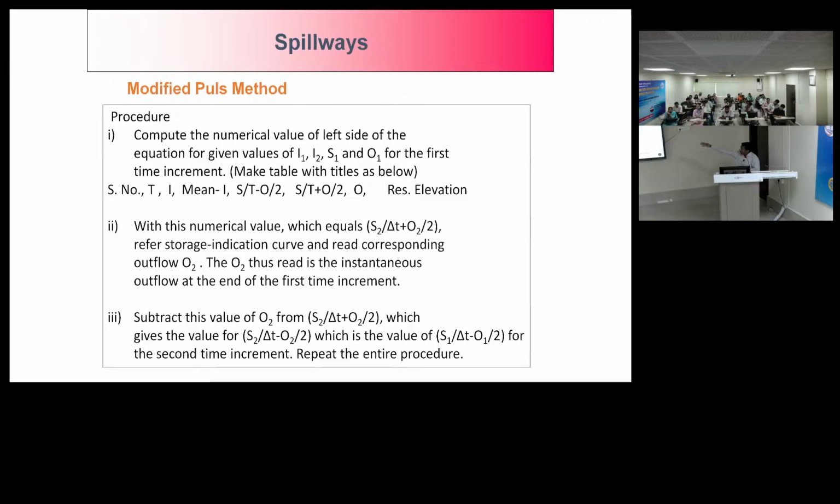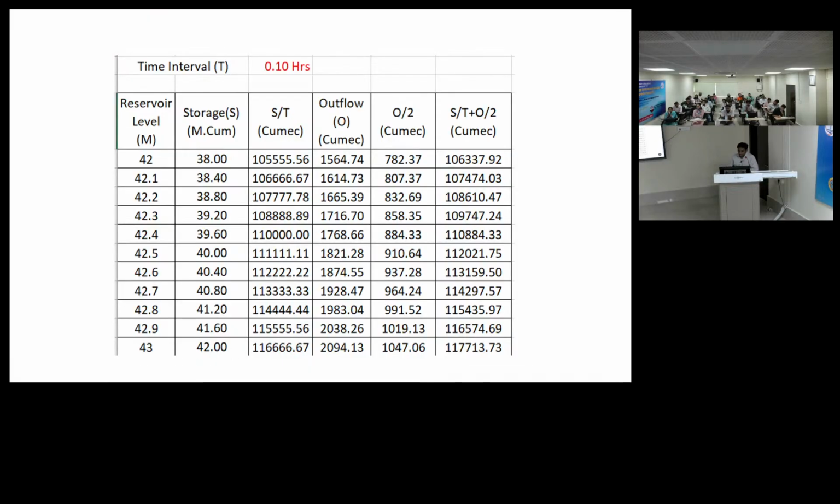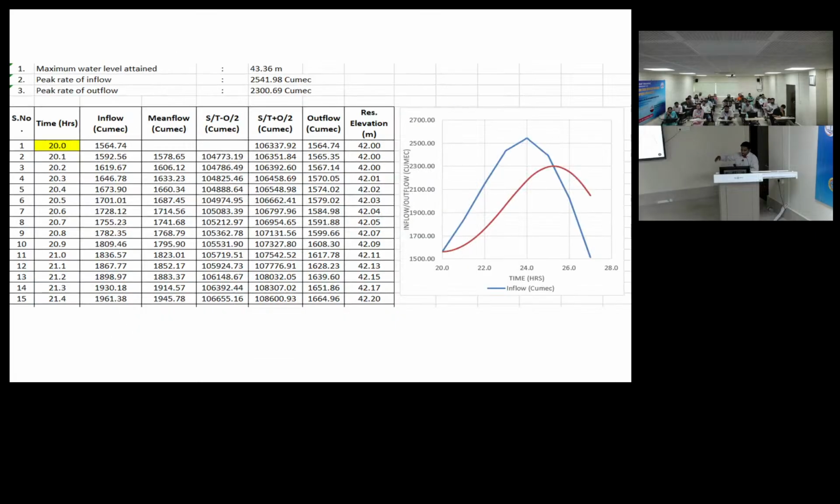If you just go read about this modified pulse method, the inflow minus outflow is equal to storage. That is the concept. So we will try to first prepare the tables. What is the storage values at different elevations? What will be the outflow at different elevations, and what will be the inflow values? You can see the inflow value in that column, and outflow. So there is some method. It's a very simple method to estimate, because there will be so many unknowns, right?